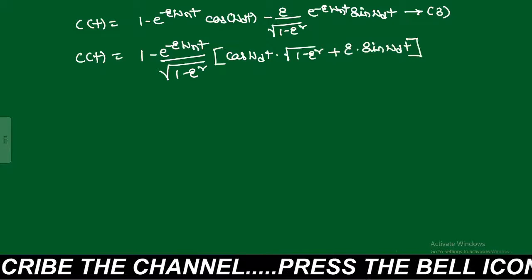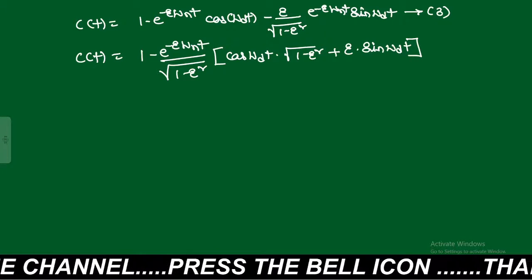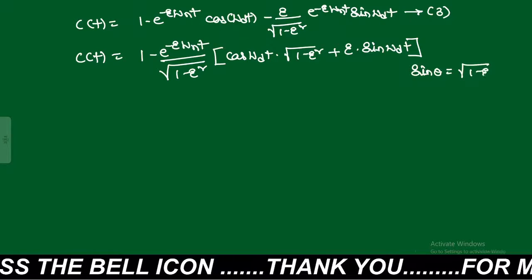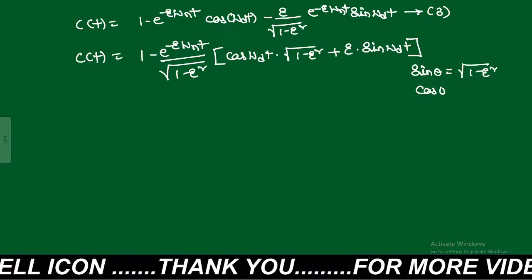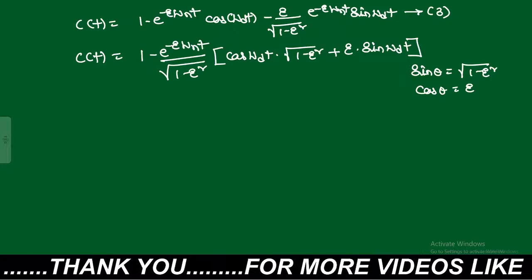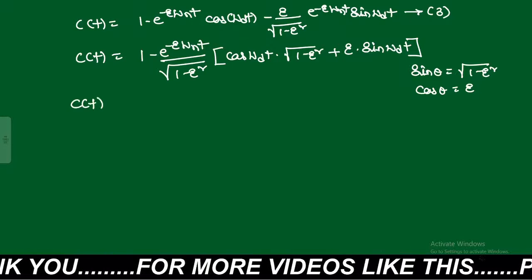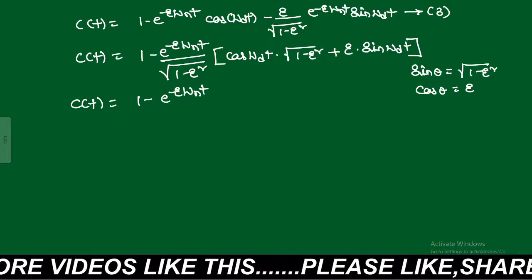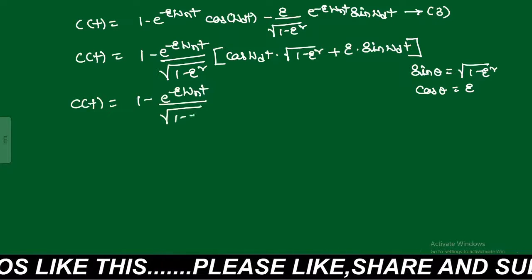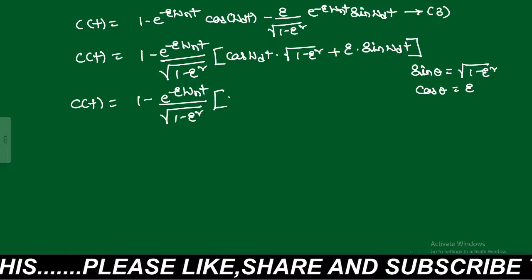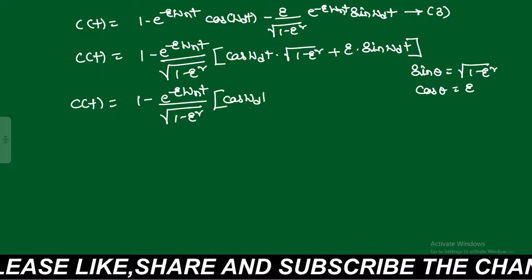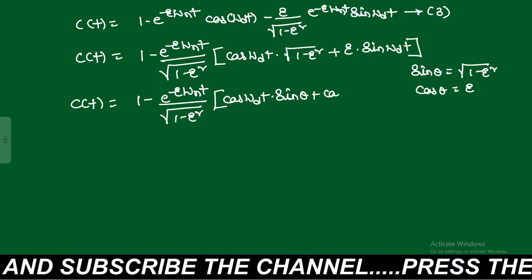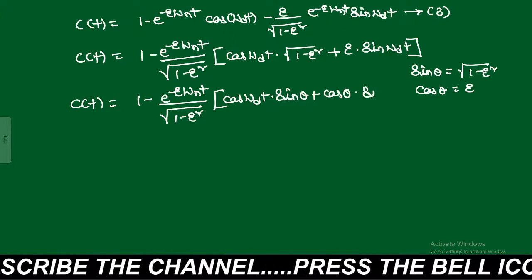So here we already know the sin theta value from the triangle: it is square root of 1 minus zeta square, and the cos theta value is zeta. You substitute that, then c of t can be written as 1 minus e to the power of minus zeta omega n t divided by under root of 1 minus zeta square, into cos omega d t into sin theta plus cos theta into sin omega d t.